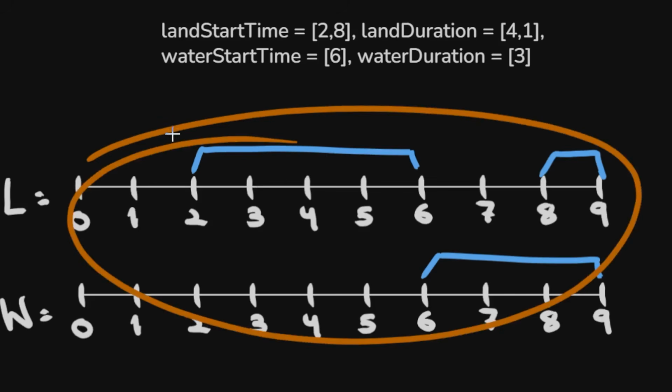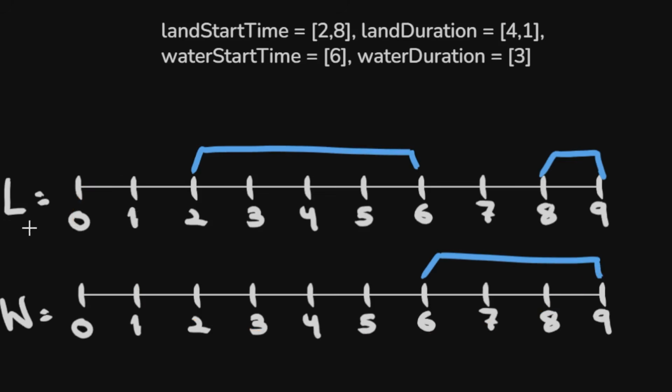This is a very visual problem, so I highly recommend you to draw what's happening. Here we have 2 land rides. One starts from 2 as a minimum and has a duration of 4, so we can take this land ride. We have another one starting at 8 and has a duration of 1, and we have a water ride from 6 with a duration of 3. Now, remember that these are minimum starting times.